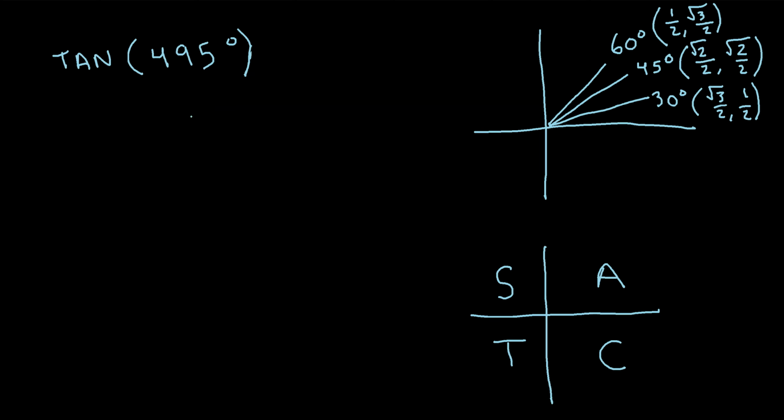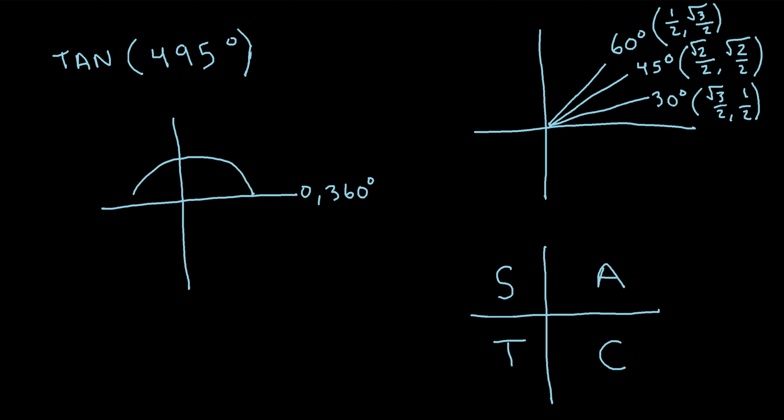All right, let's try another one. Let's say we want to find the tangent of 495 degrees. So let's draw our unit circle again. Now, if we start at 0 and we go all the way around the unit circle, that would be 360 degrees, one full revolution. So to go 495 degrees, we would need to go 360 degrees plus another 135.